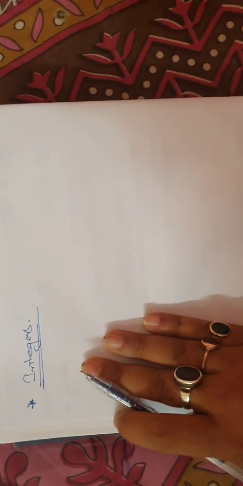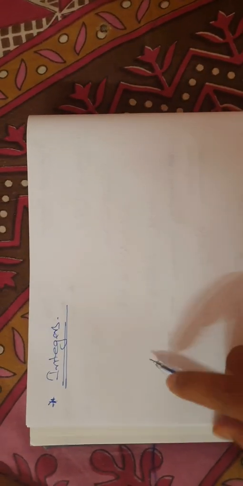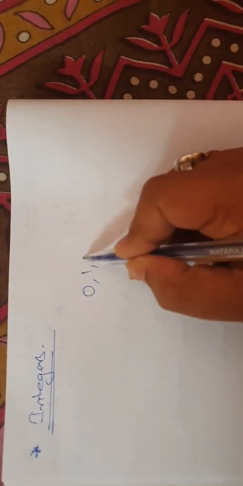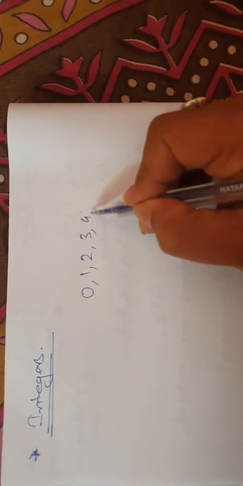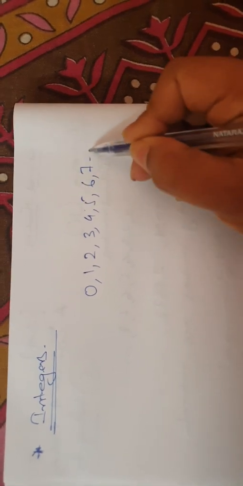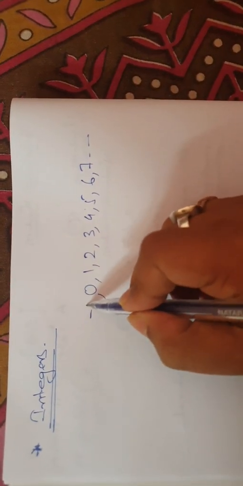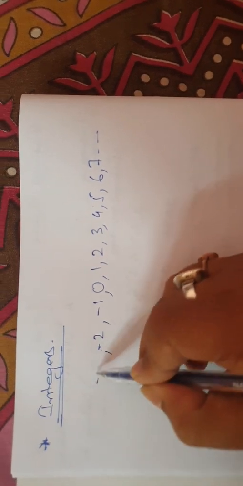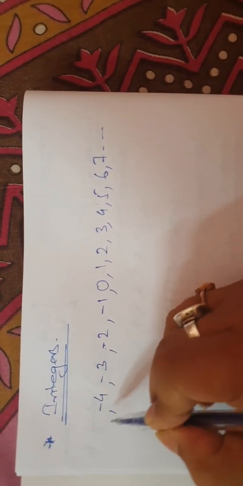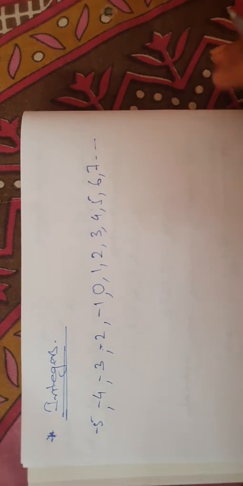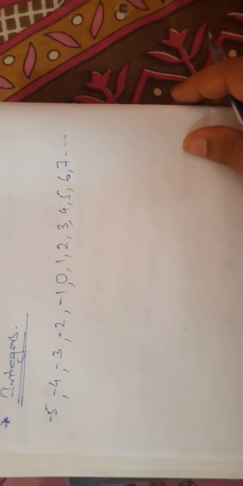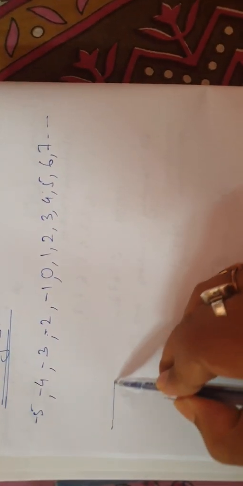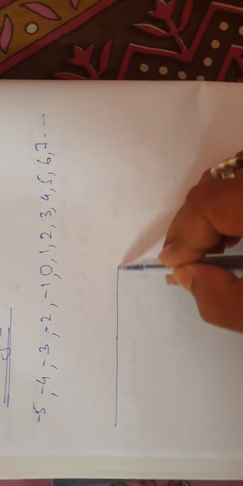Okay, what we will do? We will shift into the concept of integers. Now, what are integers? Integers are 0, 1, 2, 3, 4, 5, 6, 7 in this way, and also -1, -2, -3, -4, -5. These are also integers. Okay, we generally show integers with the help of a number line.